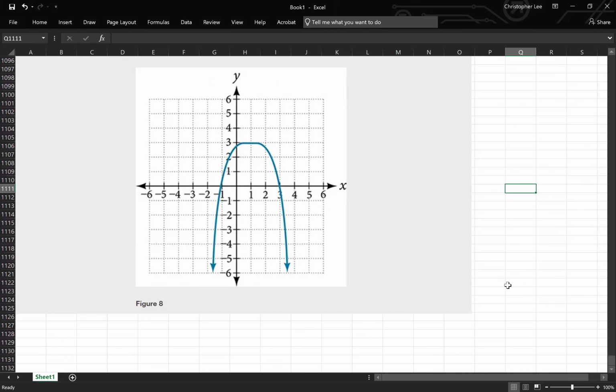Even and negative. Good. So as x is going to negative infinity, the y values are going to negative infinity, and as x is going to positive infinity, the y values are going to negative infinity. That's it.